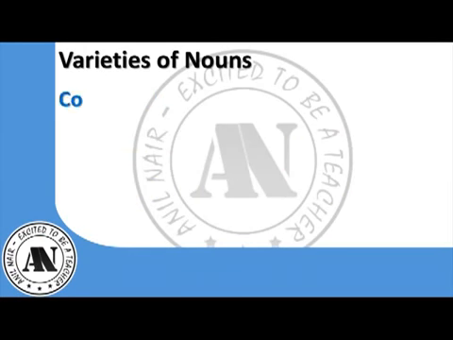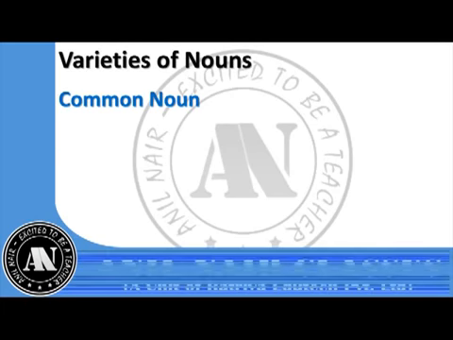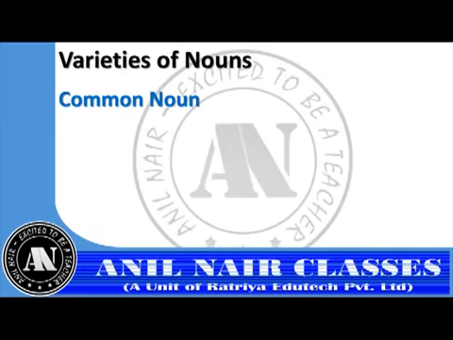Next comes common noun. As the name suggests, these words are generic names, that is a name given to all the elements of the same group. These nouns represent a class or type of objects. They are representative in nature. They are the generic terms which are used to refer to a class of person, place or thing.